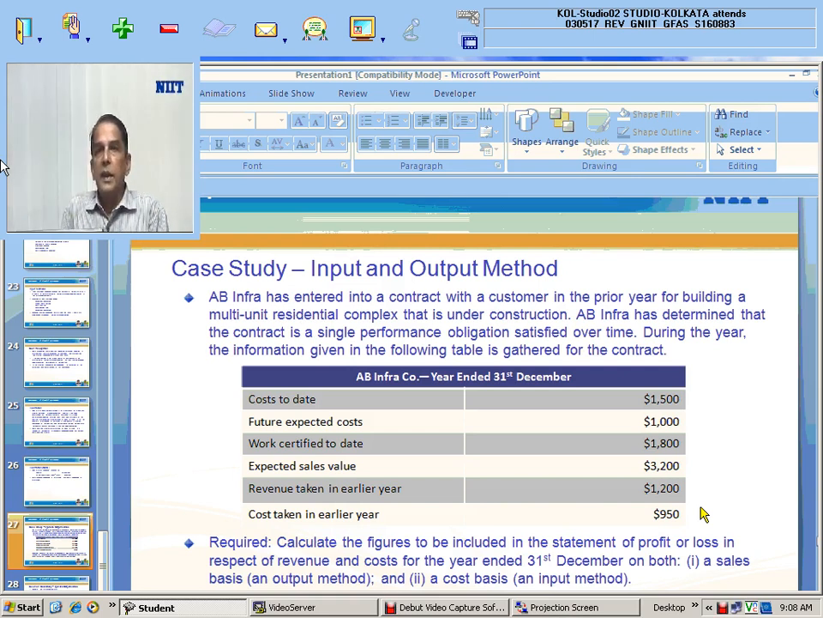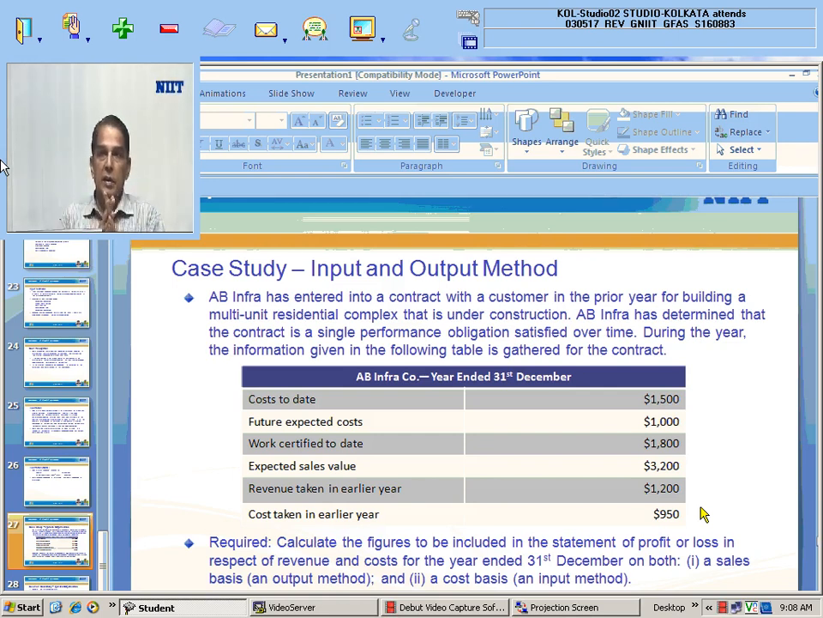Now, the entity here, AB Infra, has entered into a contract with a customer in the prior year. That means the contract was entered into last year. So AB Infra has entered into a contract with a customer in the prior year for building a multi-unit residential complex that is under construction. AB Infra has determined that the contract is a single performance obligation. It cannot be separated into separate performance obligations. So one single performance obligation which will be satisfied over time, not at a point of time. So it's a single performance obligation satisfied over a period of time.